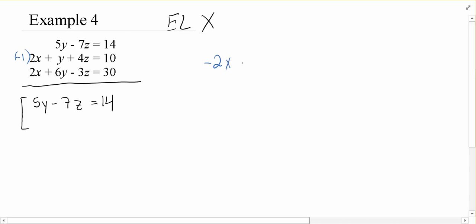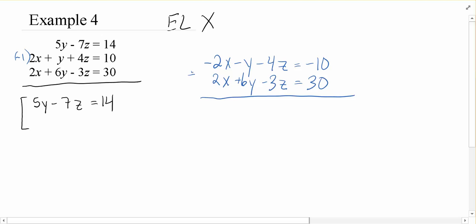We're going to distribute the negative across that second equation. We're going to copy down the third equation. And then we can add them together. That's going to get me 5y minus 7z equals 20.